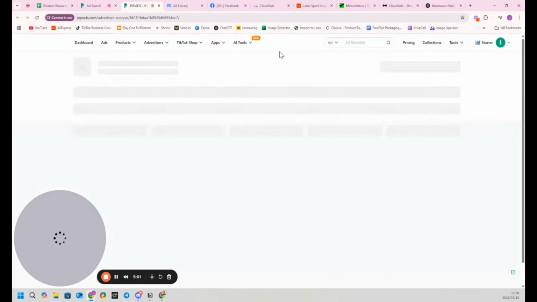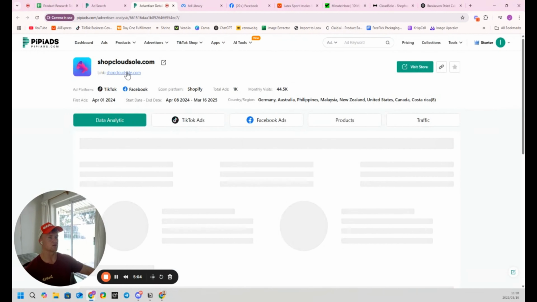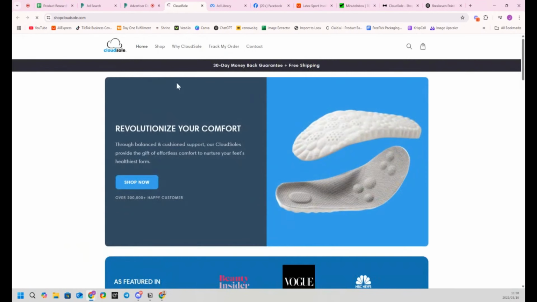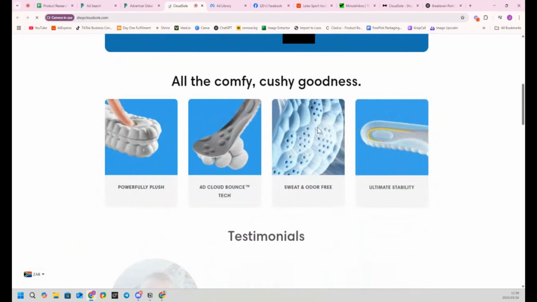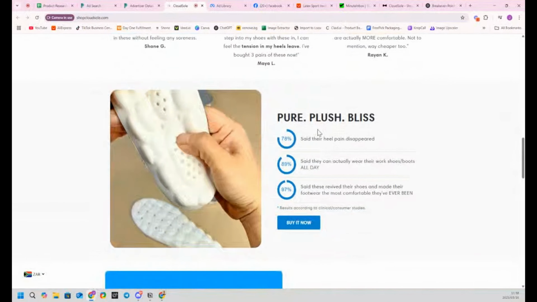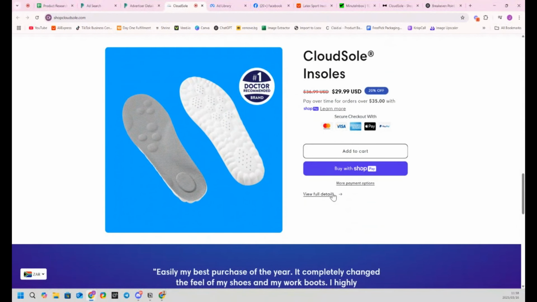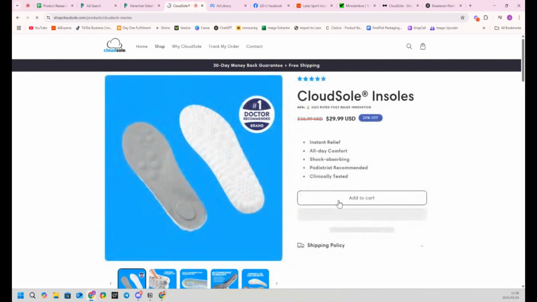So if we go to CloudSell, I'm actually going to open over here. Let me just open it again. We go to their website, clearly a dropshipping store. Okay, looks quite nice and branded. I'm going to go to the main product page there.